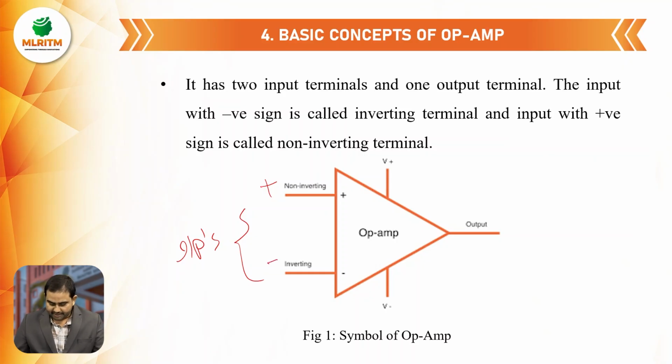And two more important pins will be there, that is the power supply pins. Those we call V plus and V minus. Those two are the dual supply pins. And the last one is the output pin. So after processing the signal, the operational amplifier will generate the output across this pin only.